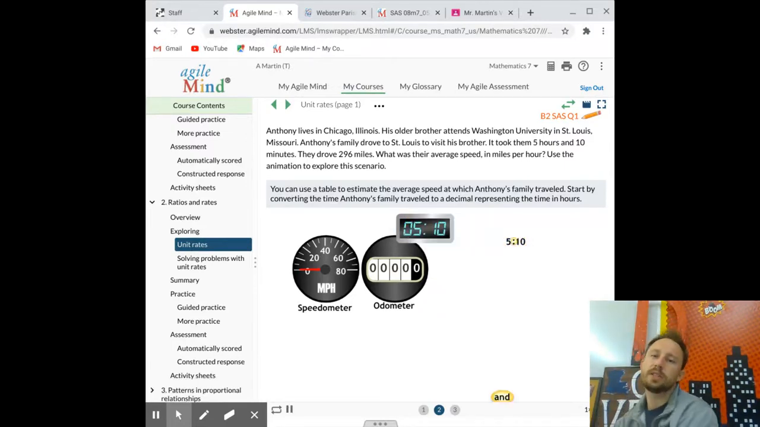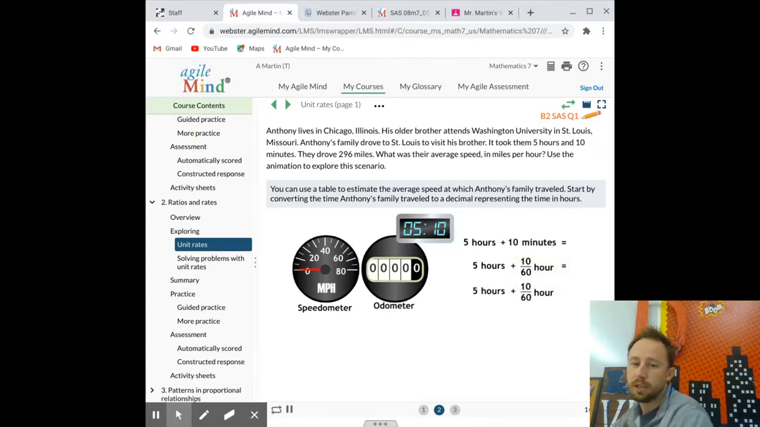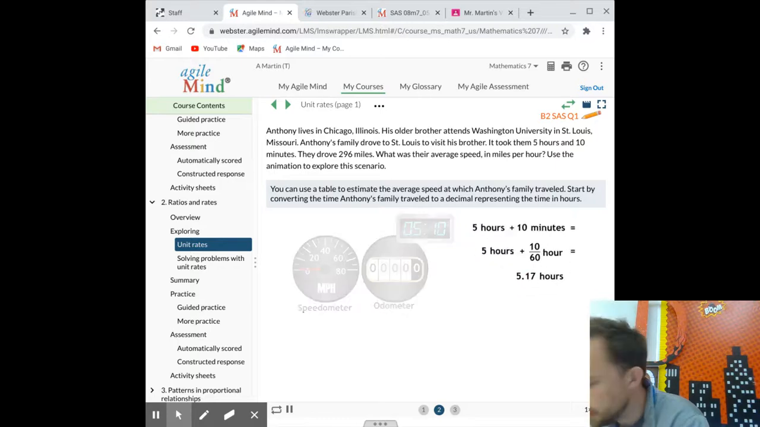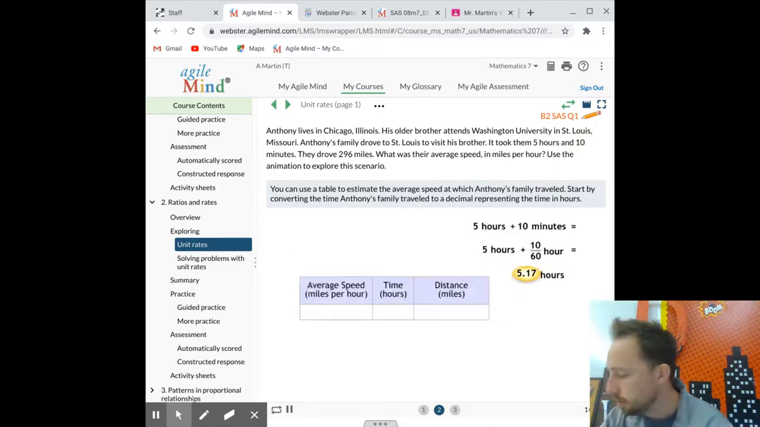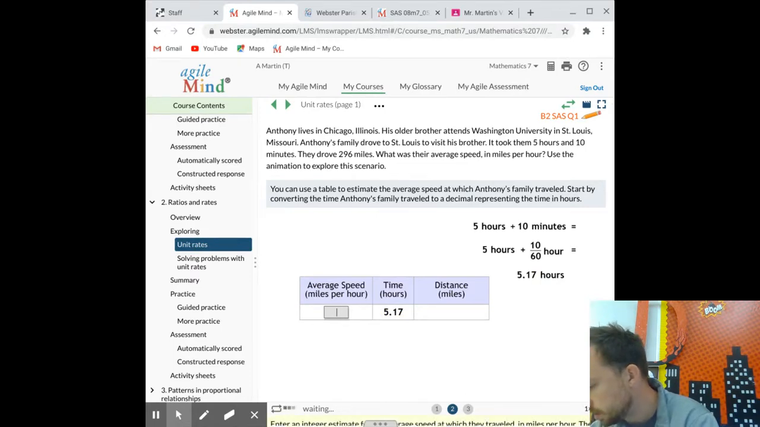All right, so it says we can use the table to estimate the average speed at which Anthony's family traveled. So we're going to start by converting the time. To convert the time, you'll notice that they have 10 over 60. Well, where's 60 coming from? How'd they get a 60? Because 5 plus 10 equals 60. They're adding the 5 hours plus the 10 minutes.